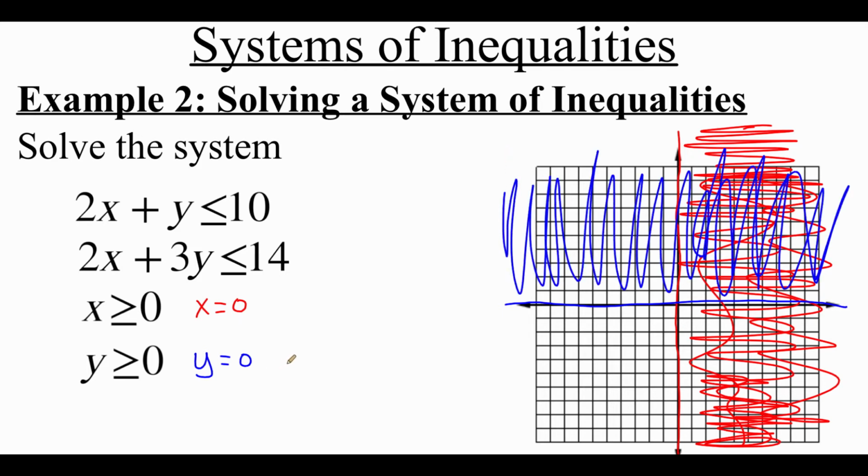So we're starting to see some overlap in here, and what I'm noticing is that these two regions that we have graphed out right now are overlapping in the first quadrant. So our solution set is going to end up somewhere in the first quadrant.